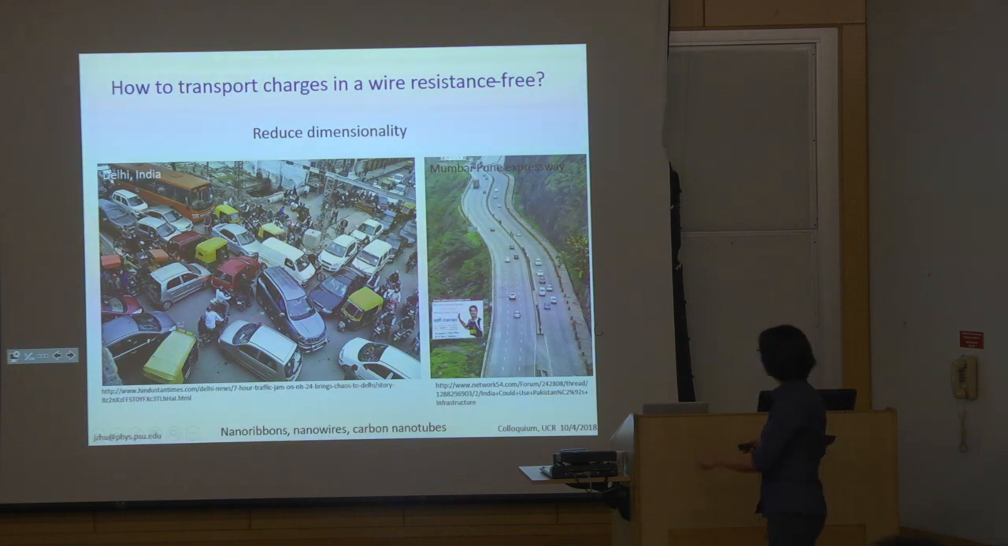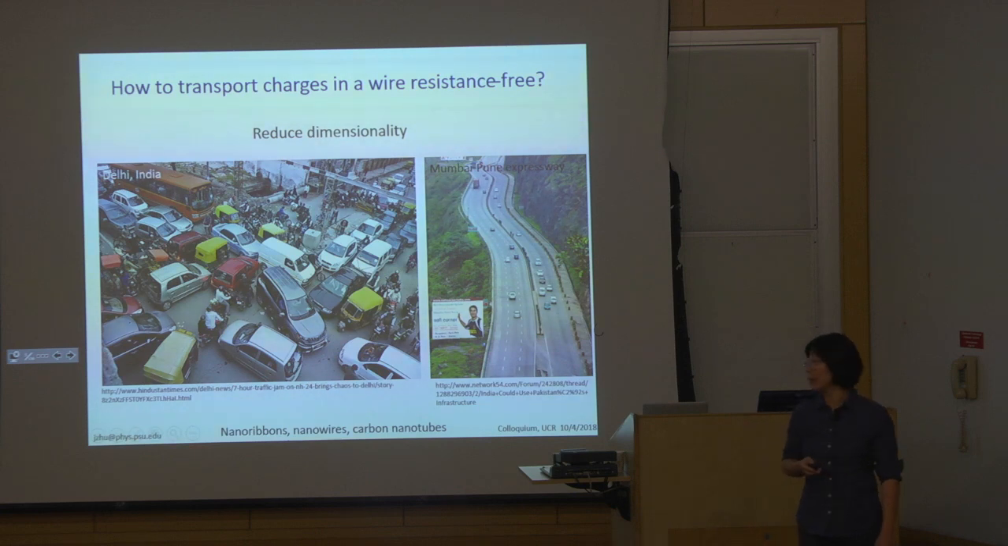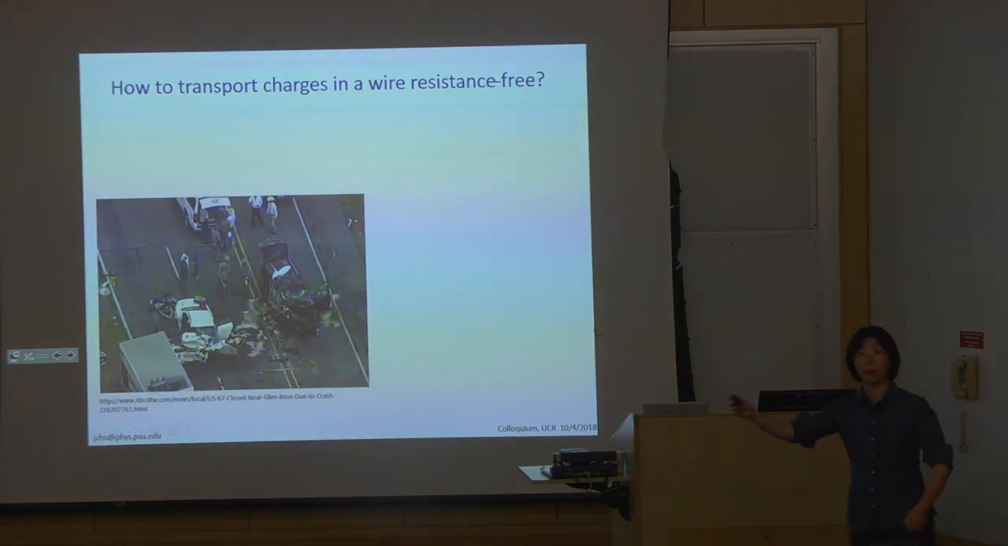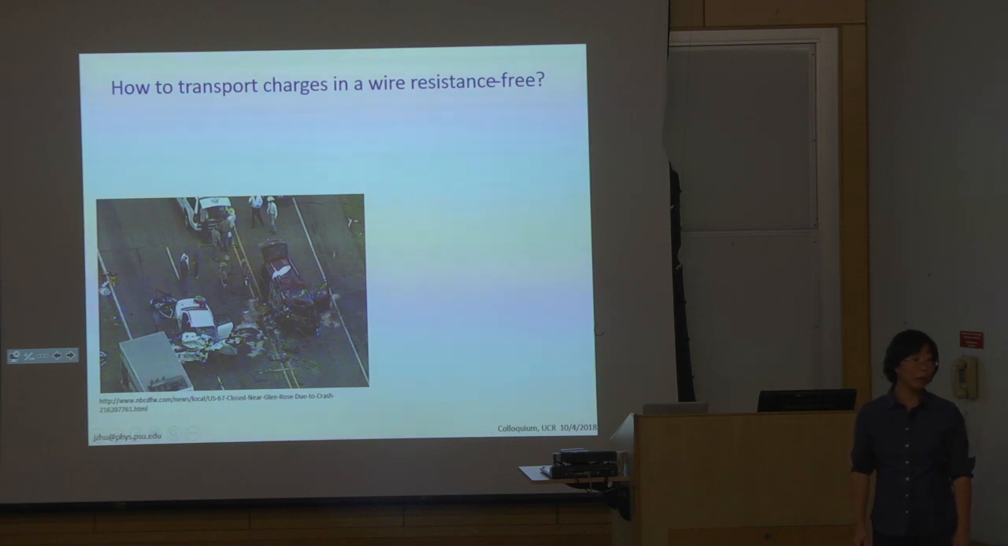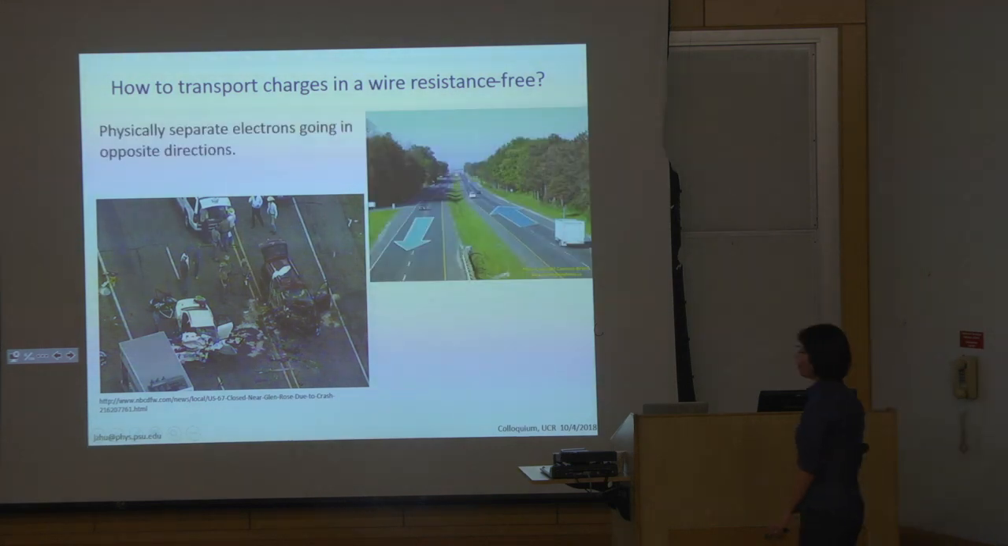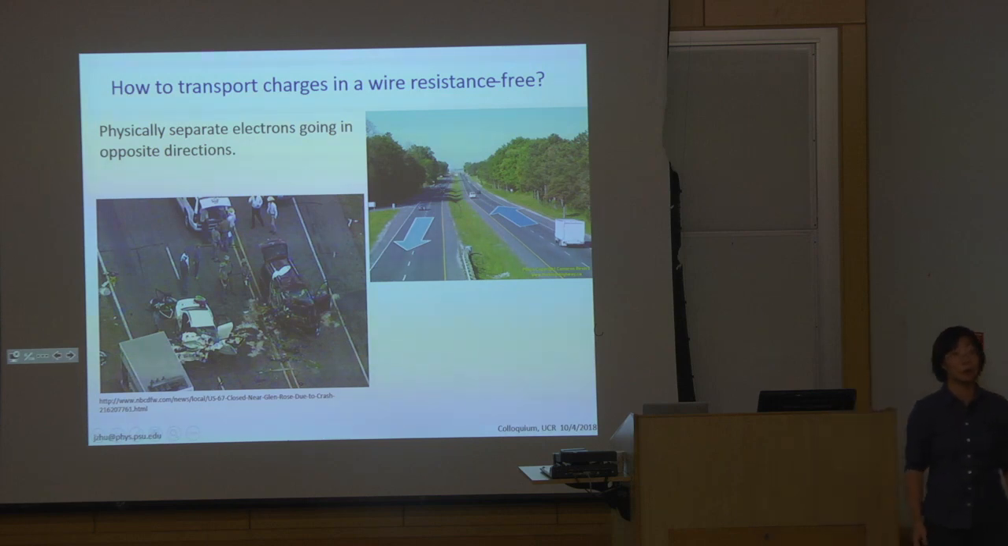In fact, we can do a little better than this, because even if you have a one-dimensional surface, you can still have head-on collisions between two cars. So cars or electrons moving in opposite directions have a chance of scattering into each other. Whereas if you have a divided highway, this chance is a lot smaller. Here we're physically separating cars. Cars moving in this direction are on the right side. Cars moving in this direction are on the left side. Much smaller chance of colliding and backscattering.